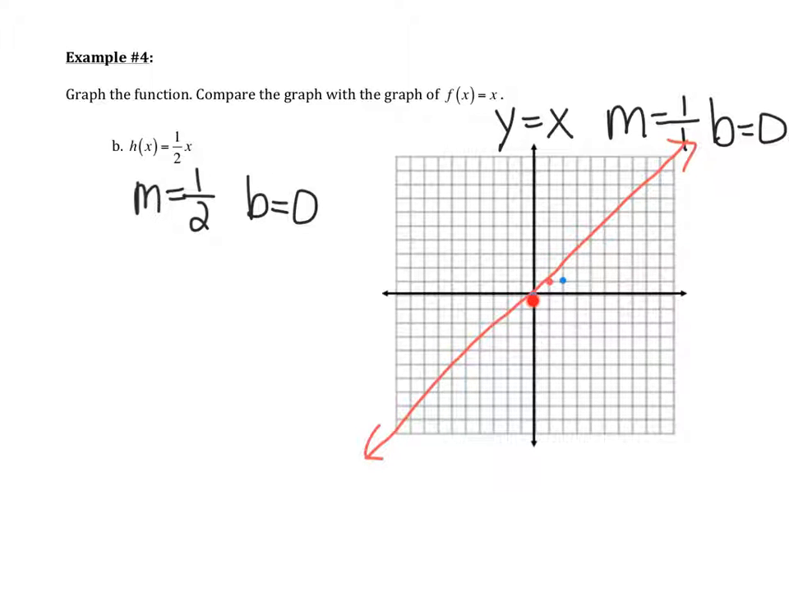So looking at that now, remember I start here and I count up 1 and to the right 2. I'll just connect those 2 points with a nice straight line. And there you have the red line versus the blue line. Remember, the red line was the parent function and the blue line was our modified version, 1/2 x. If you notice here, they're both straight lines because they're both linear equations. And since 1/2 was smaller than the slope of 1, our blue line was actually less steep than our red line. But again, they both had a y-intercept of 0, so they both passed through the origin.